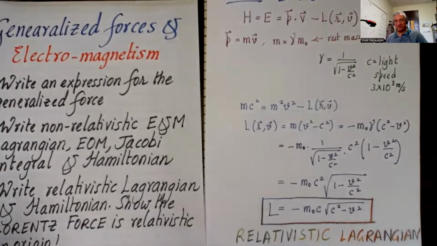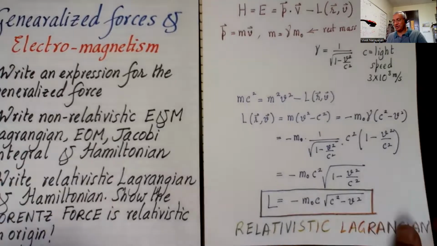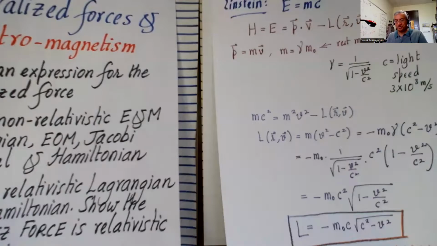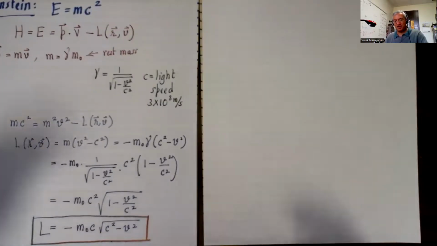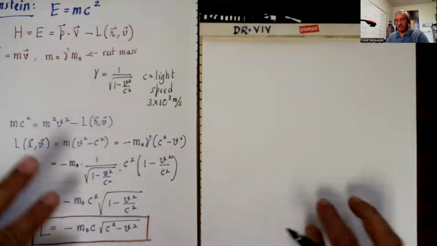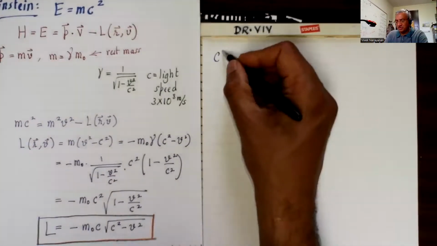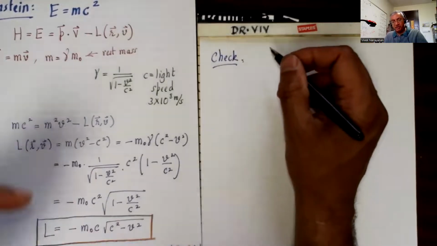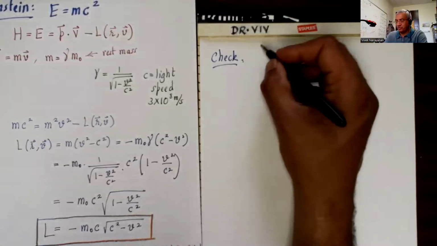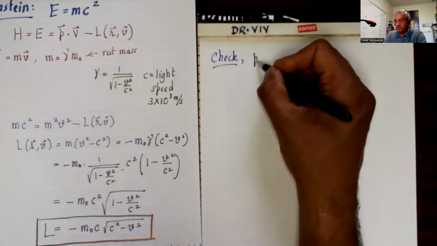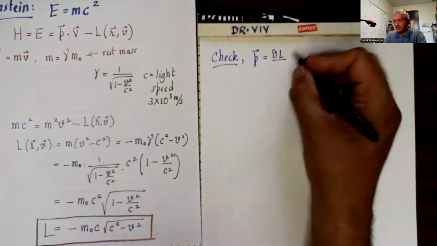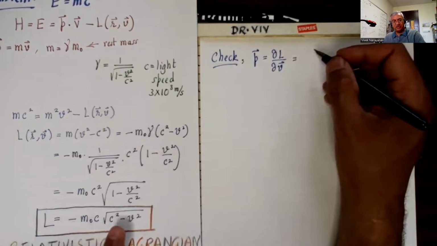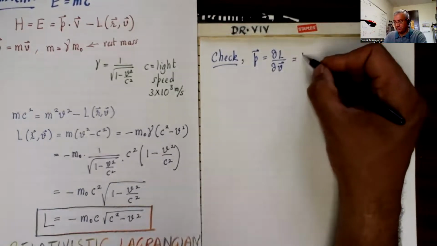So now that we have the relativistic Lagrangian, it's, by the way, a good idea to check if this is indeed true. So one way to check is to find the canonical momentum. So let's do that quickly. The canonical momentum is simply going to be mv because we have not introduced any electric and magnetic fields yet. So let's check what it's going to be. P is going to be equal to del L over del V. And when I differentiate this, V is inside here, so I have to use the chain rule.